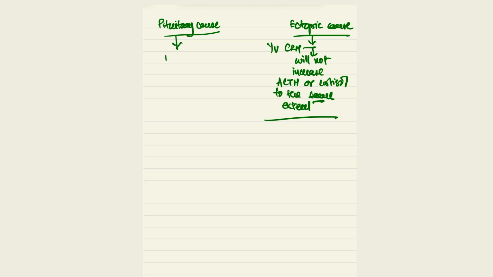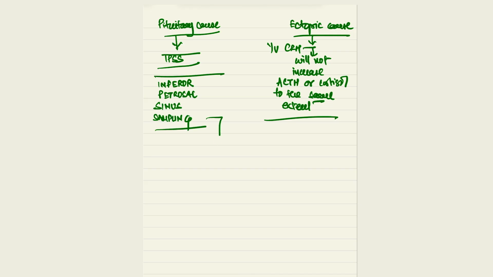Also one more thing. If we go for IPSS, inferior petrosal sinus sampling, if we go for this, then what are we supposed to get? We are supposed to get a gradient. What the inferior petrosal sinus does is it drains the ipsilateral part of the pituitary.